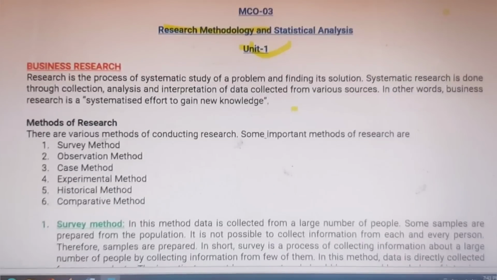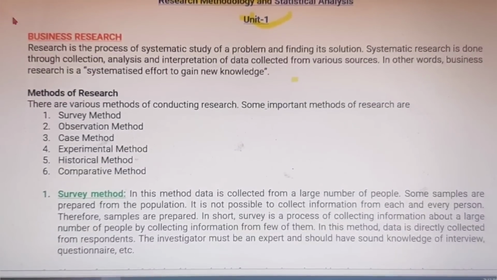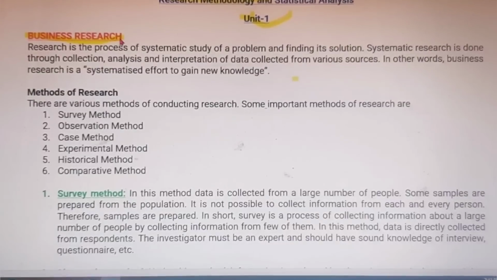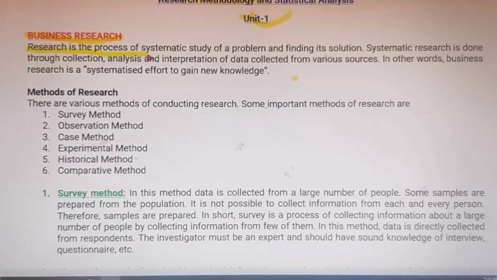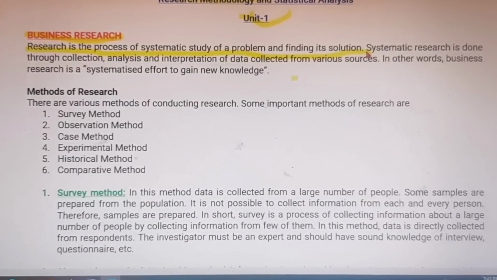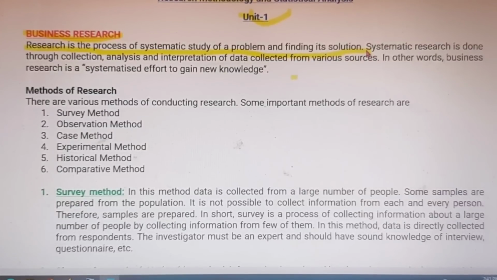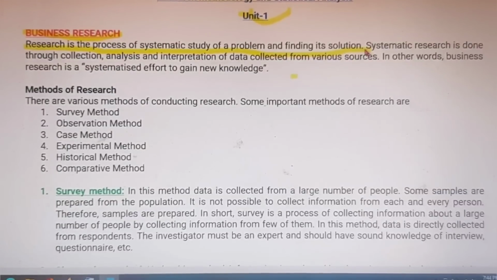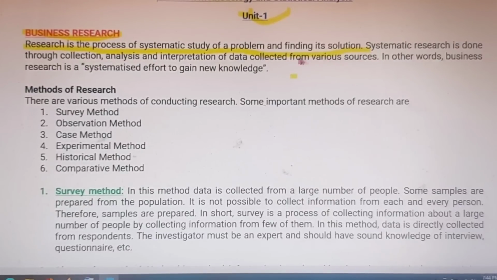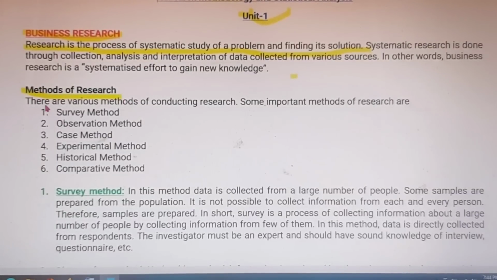As you can see here, first we will start with business research. What is business research? Business research is a process of systematic study of a problem and finding its solution. Systematic study means following a system to collect data, analyze them properly, and then present that data to the management. So it is a systematic approach, and these are all methods of research. Basically, I have written here 6 methods.